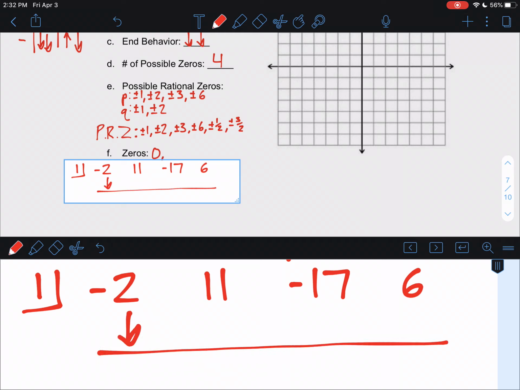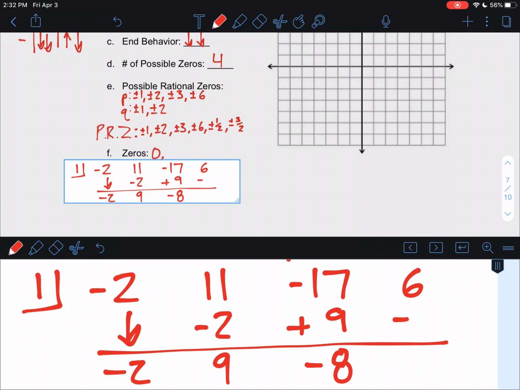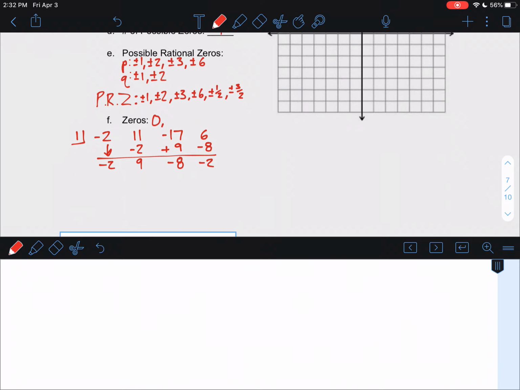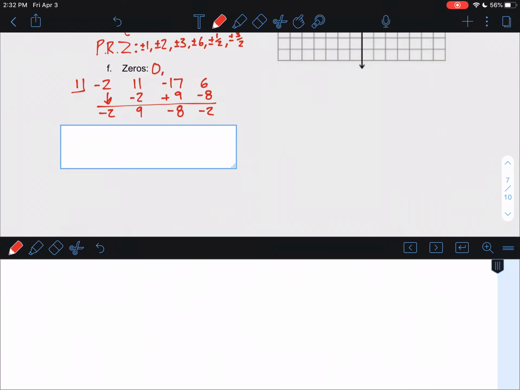Bring down the negative 2. So 1 times negative 2 is going to be negative 2. 11 minus 2 is 9. 1 times 9 is 9. Negative 17 plus 9 is negative 8. 1 times negative 8 is negative 8. And 6 minus 8 is negative 2. So since that negative 2 isn't 0, that means 1 isn't a 0.